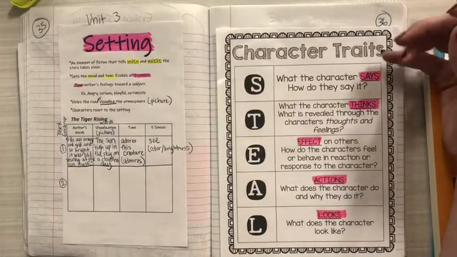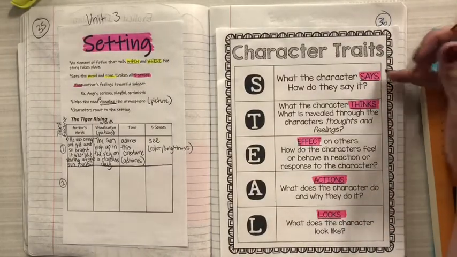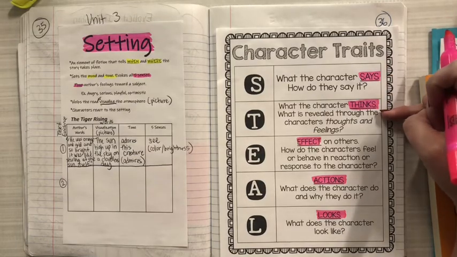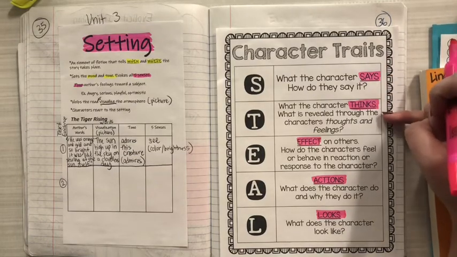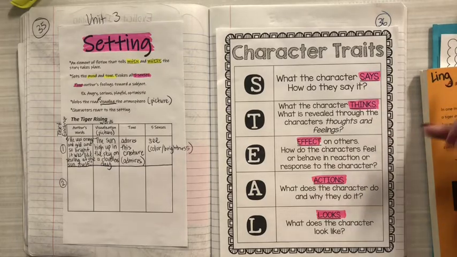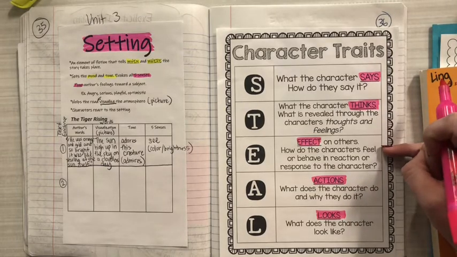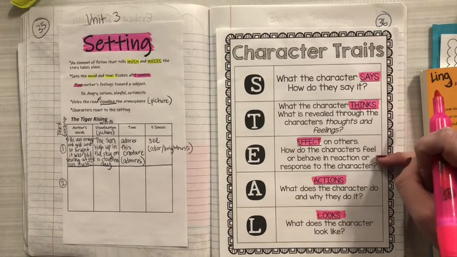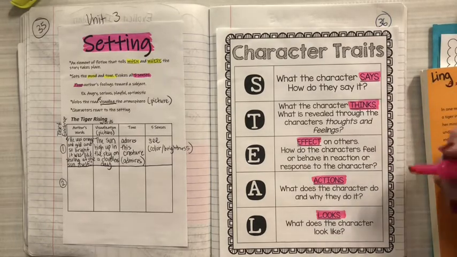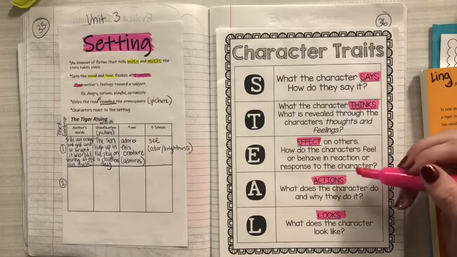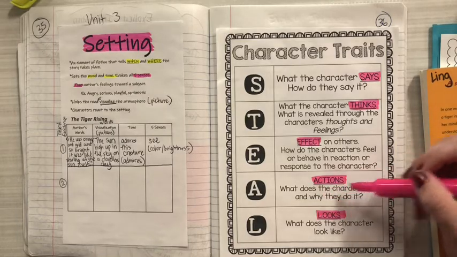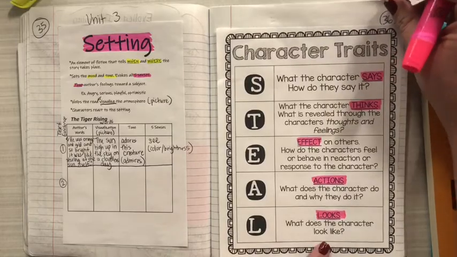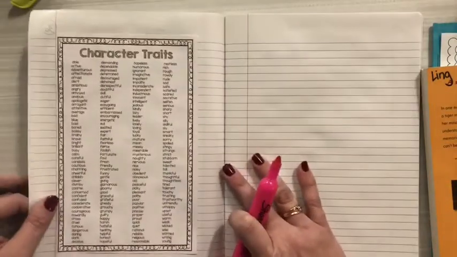So for character traits, we're going to be focusing on our characters, what they say in the dialogue, what are they thinking. So sometimes the author will provide that inner thought process, the effects that they have on others, or how they're reacting in response to somebody else that's in the story. The actions, so what are they actually doing, and the rationale for the way they're behaving. And then their physical traits, how is that going to help us as well?